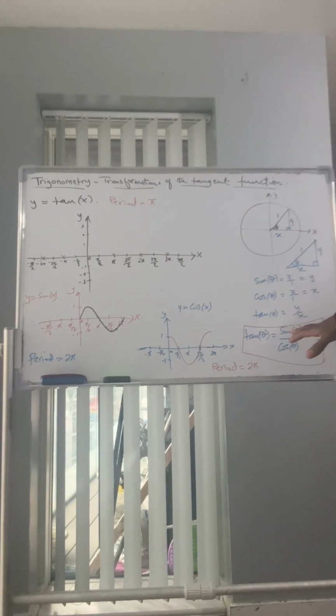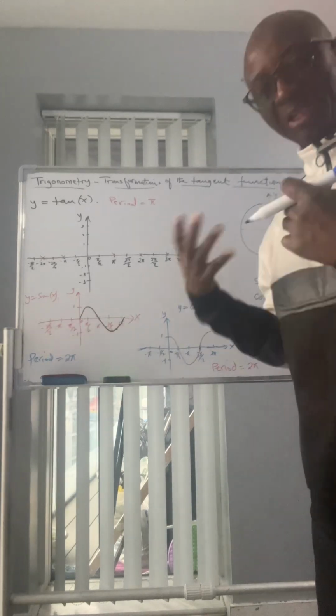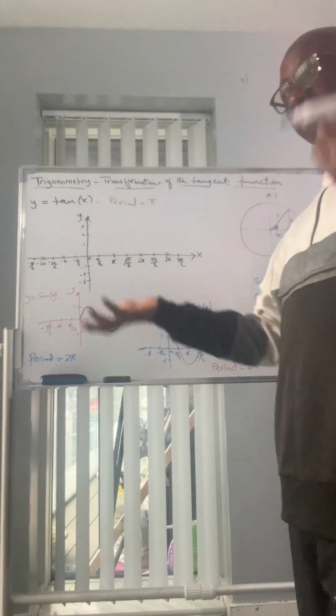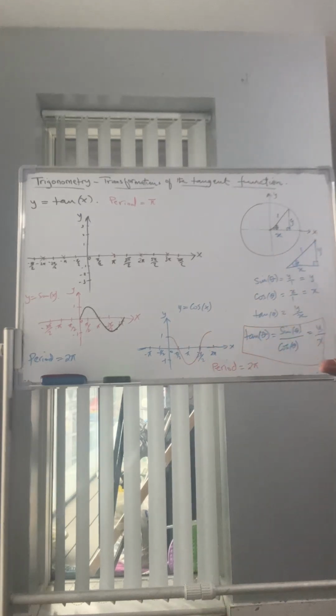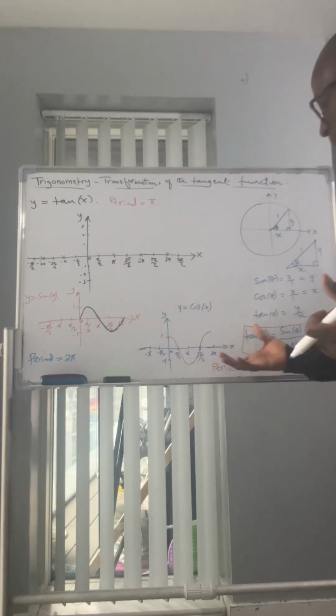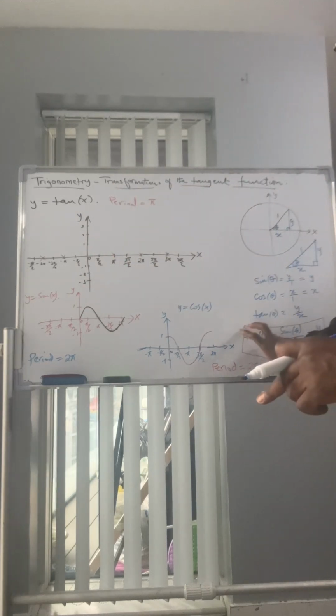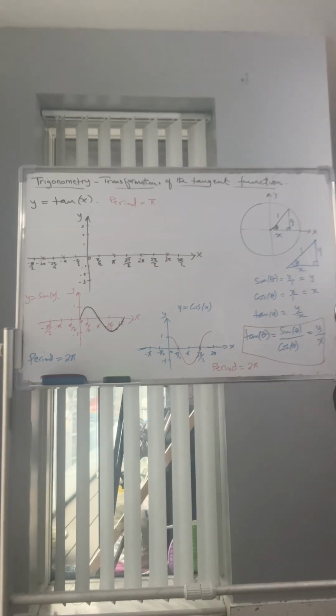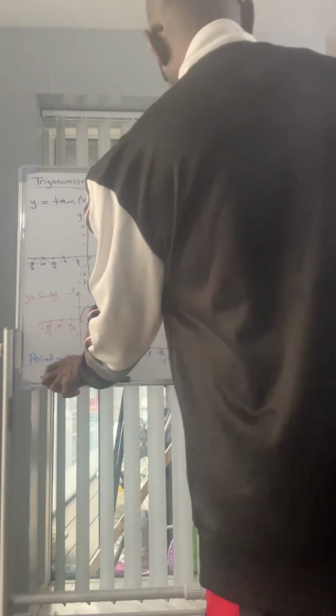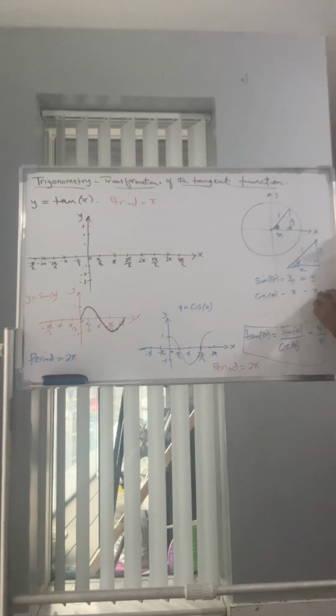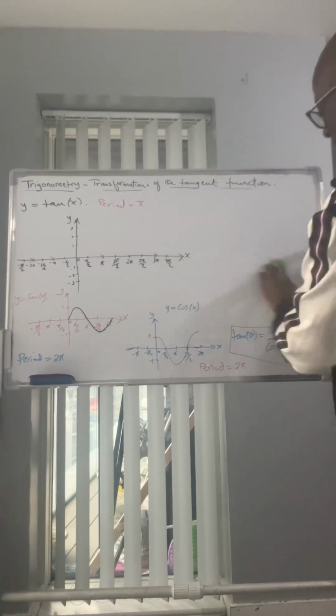Now, since we already said that tangent of theta is equal to the sine of theta over the cosine of theta, and we have these two graphs, we are familiar with them. These are easy graphs to remember. So we can use this information to sketch the tangent graph. That is what we want to do. That's why we need this formula here. So let's move on. This is just a refresher.